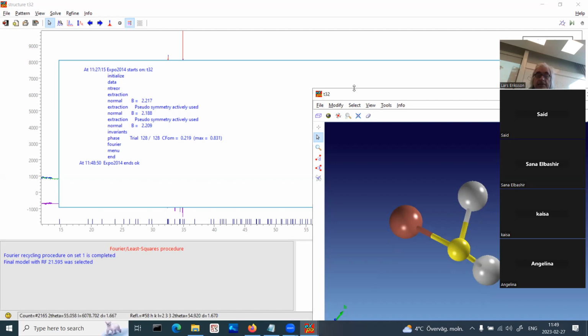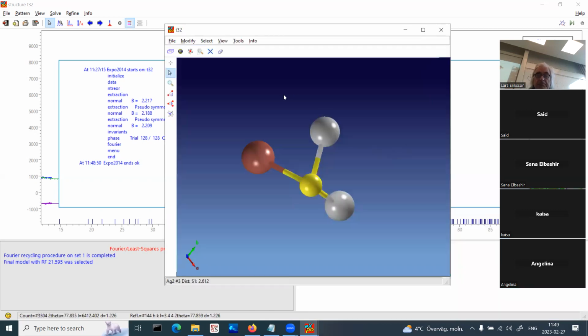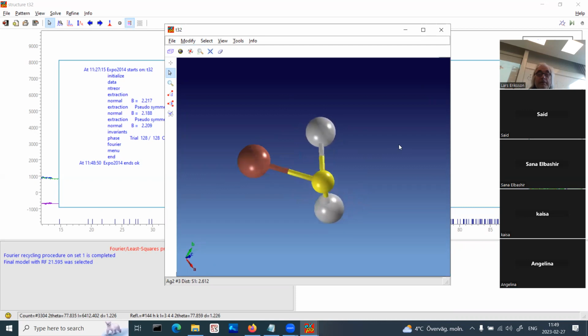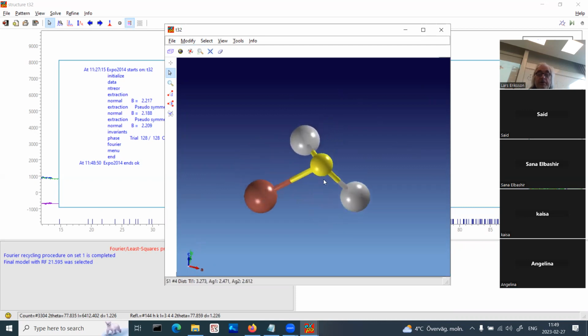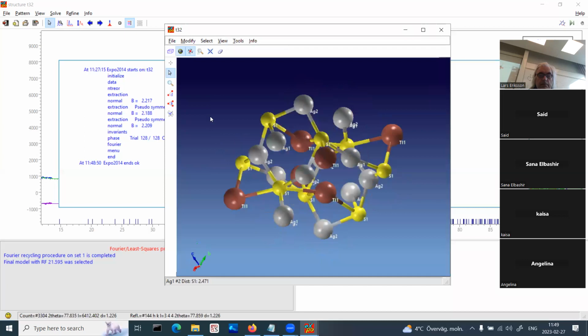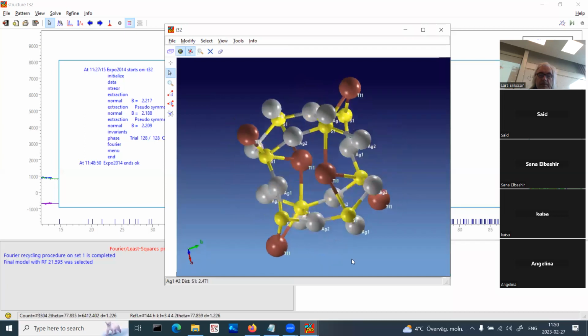And here is the structure. Now, the yellow is probably sulfur, but which one is that? Maybe this is the thallium, this is the silver. Are there any labels? Yeah, it's silverish, yes. So did we solve it directly? Is this a reasonable structure?